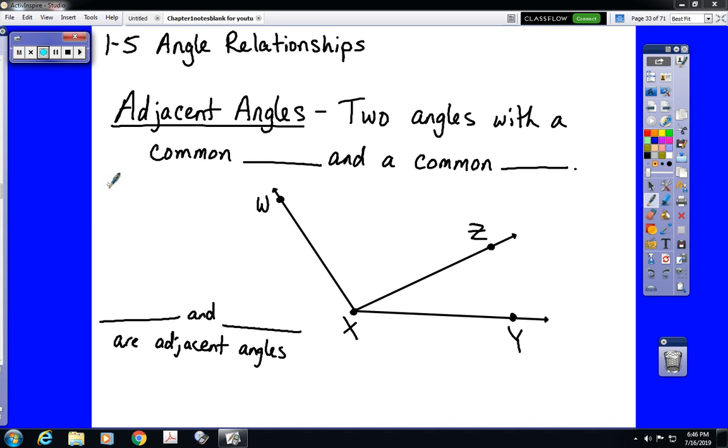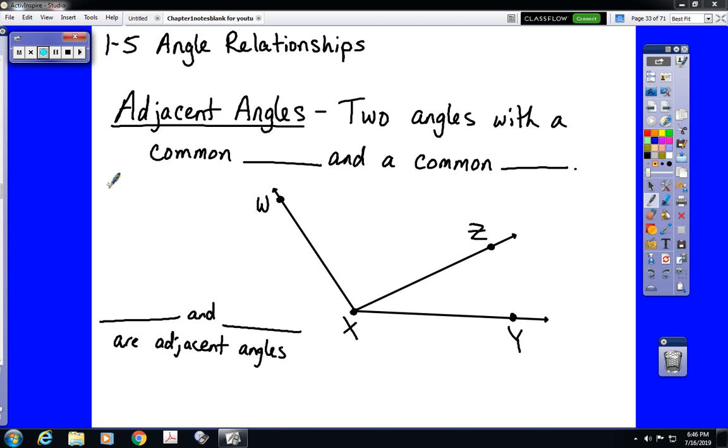Ladies and gentlemen, welcome to the first of 3 videos covering Section 5, Chapter 1 of your McGraw-Hill Geometry textbook. Again, that's Section 1-5, Video 1 of 3 on angle relationships. This section is extremely heavy on vocabulary, all of which will be appearing on vocabulary quizzes. The entire first video will cover vocabulary.